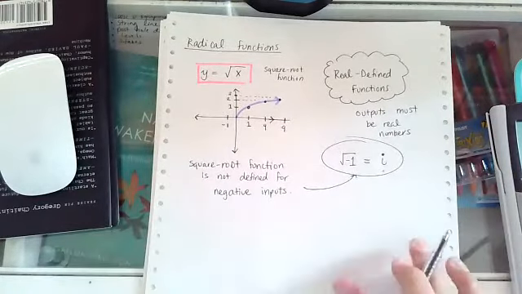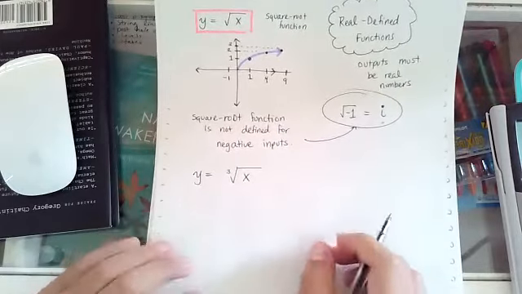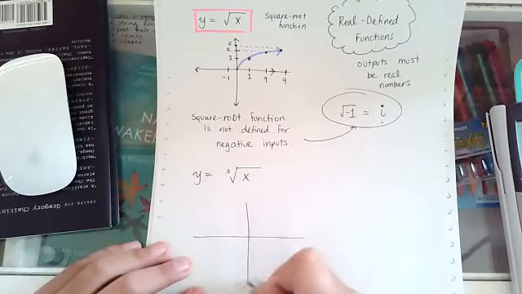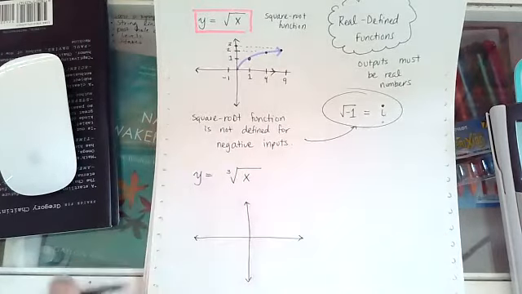Now, we don't run into that problem with something like the cube root function. So the cube root of some input. And you'll see that with the cube root function, its parent function's graph looks like this.